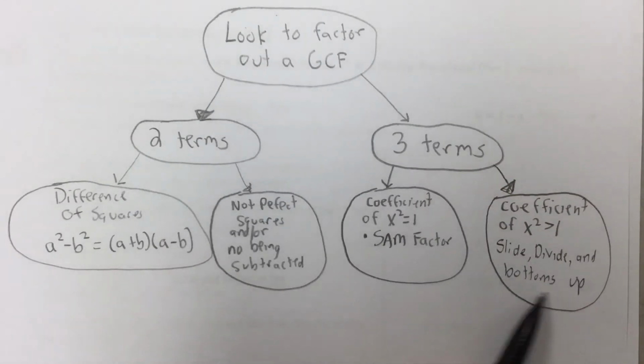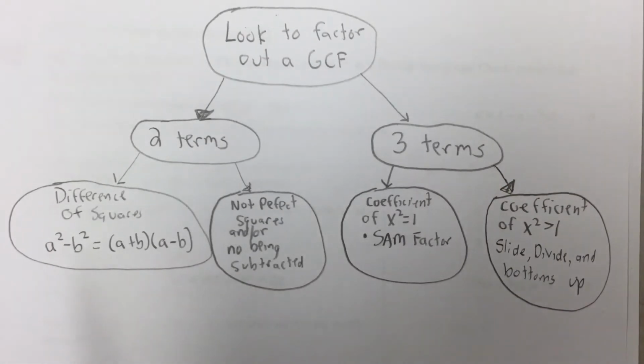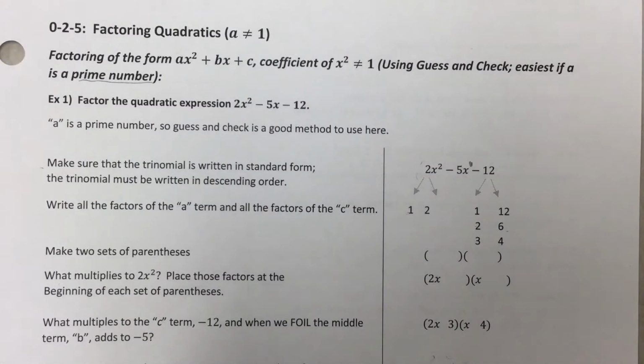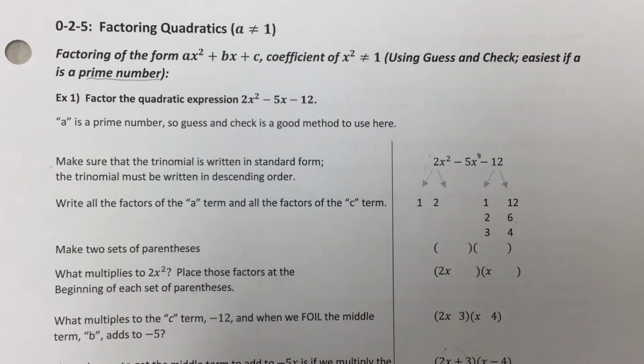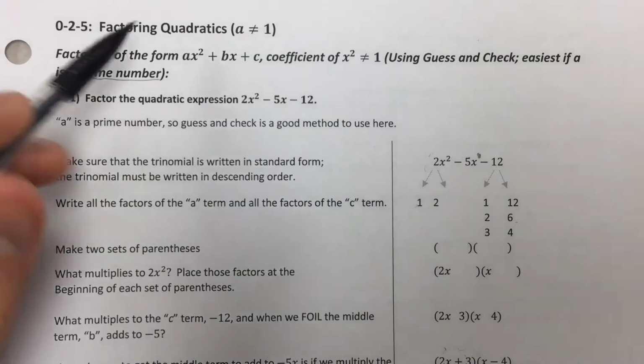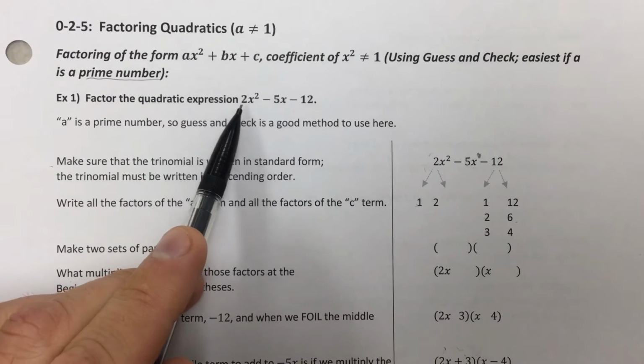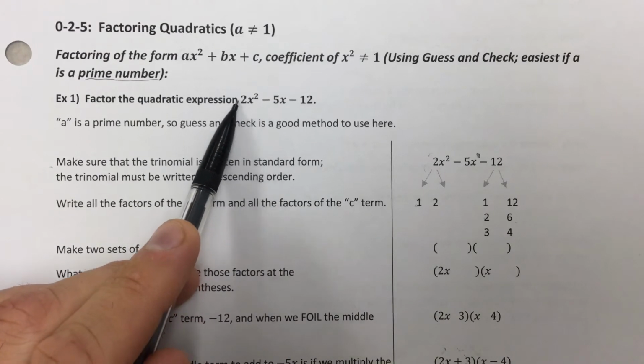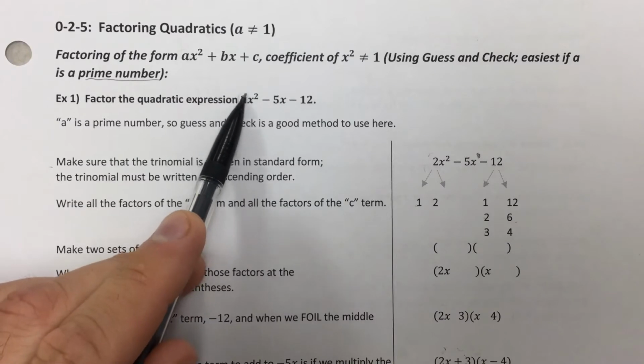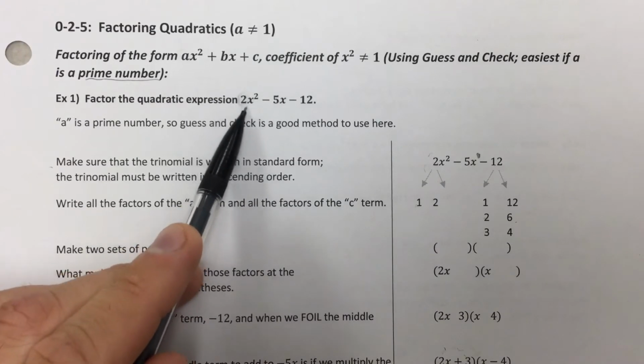So we're going to learn something called the slide divide bottoms up method eventually, as long as the x squared is greater than 1. But for right now, you can also do what's called the guess and check method. This is going to be a short video on the guess and check method, and it's going to be easiest if the a, the number in front, is a prime number. So if we look here, I'm trying to factor 2x squared minus 5x minus 12. 2 is a prime number, and that a is 2 in this case.